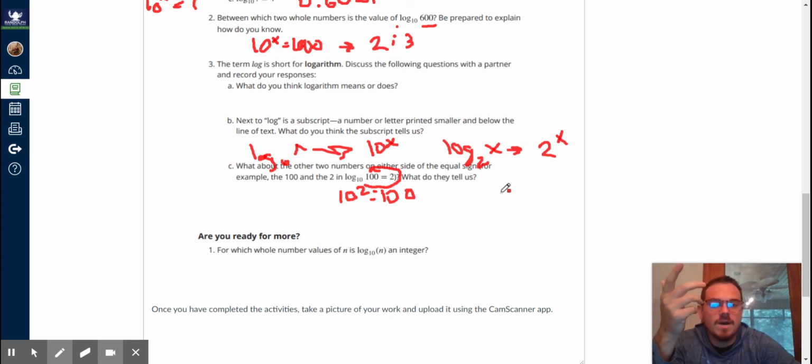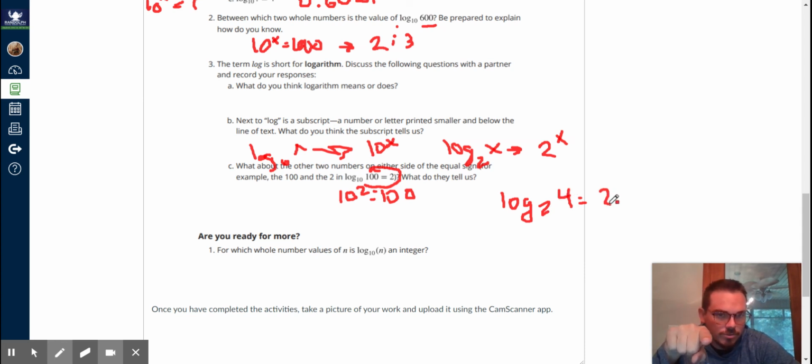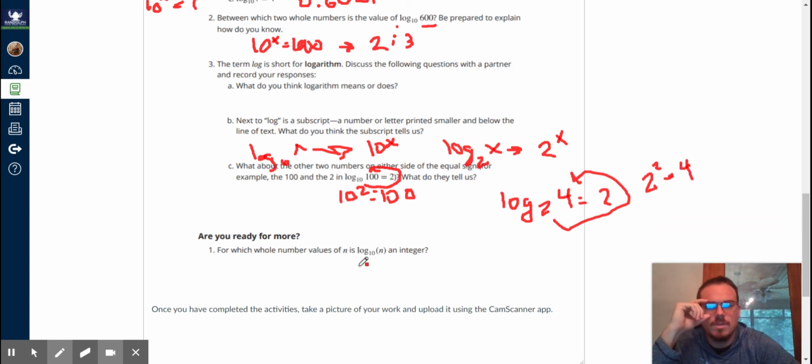For example, if I had log 2 of, let's see, how about 4? We're saying what power do I raise 2 to get 4? Well, that would be 2. Log 2 of 4 is 2. How do I know that? I could also do this around the world, and I get 2 squared equals 4. And that's true, right? That's a true statement.